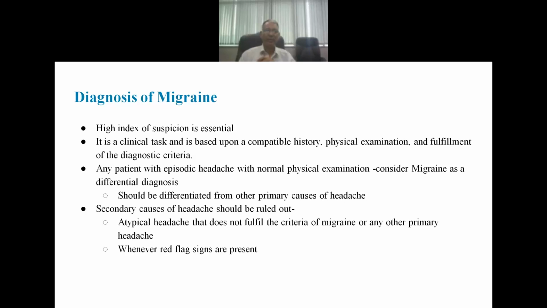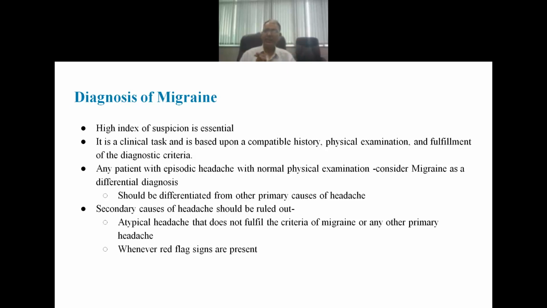Diagnosis of migraine, these are some important points which we would like to discuss. High index of suspicion is essential, because if a young lady around 35, 40 years comes to you with a long history, probably a history of headache for the last 1 to 1.5 years, and she develops headache at least once or twice in a month, then probably it is fitting with the diagnosis of migraine. It is a clinical diagnosis based on compatible history, physical examination, and diagnostic criteria. So, if the patient is giving such a history, you should go for a physical examination and the diagnostic criteria which we have just discussed.